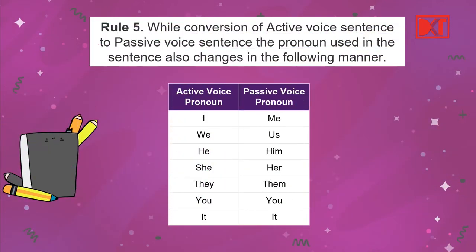Okay, now another one. Here, while conversion of active voice sentence to passive voice sentence, the pronoun used in the sentence also changes in the following manner. जो pronouns है, pronouns भी change होंगे, because as per the situation, मतलब हम जब examples देखेंगे, जब questions करेंगे, तो आपको ये ज़्यादा clearly समझ आएगा. But आपको बस एक ये चीज़ देखनी है कि active pronoun changes into the passive pronoun. अब एक्चुअली ये हम अभी कर रहे हैं, उसके बाद we will do questions also. तो क्वेश्चंस के बाद आपको थोड़ी सी क्लैरिटी मिल जाएगी. After that you read these rules again, तो आपको और अच्छे से समझ आएंगे.